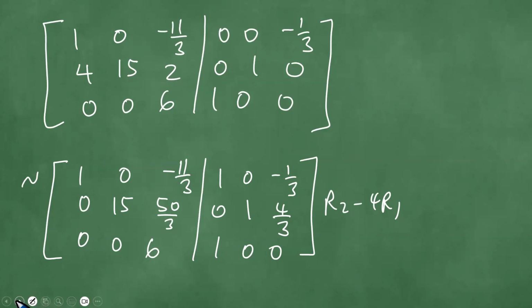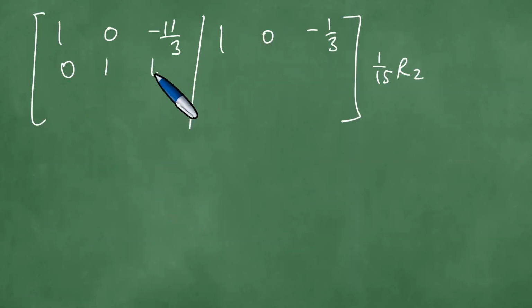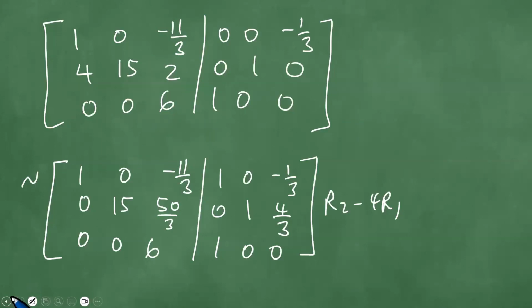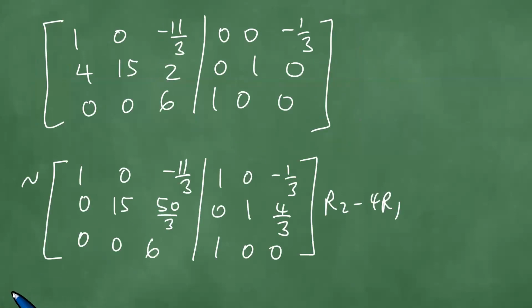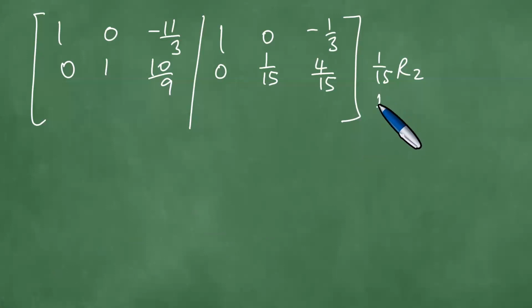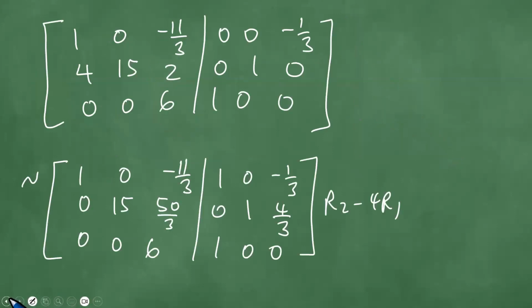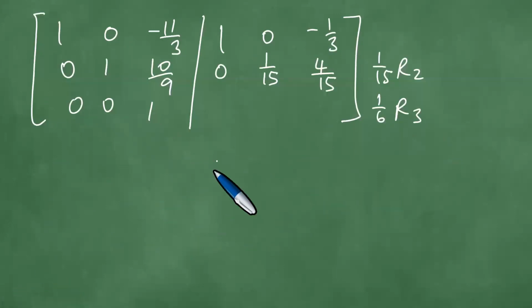5 goes how many times into 50? It goes 10 times, and into 45, 9 times. It's 10 out of 9. Right, so 0, which is 1 out of 15. Okay, then here we multiply by 1/6, which is 1/6, 0, 0.